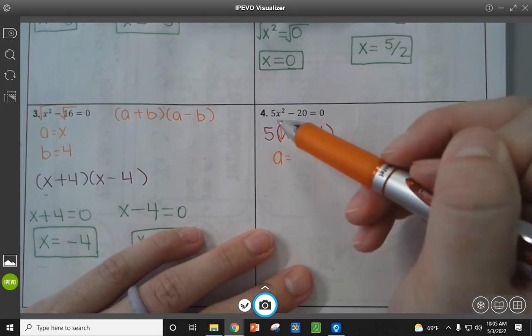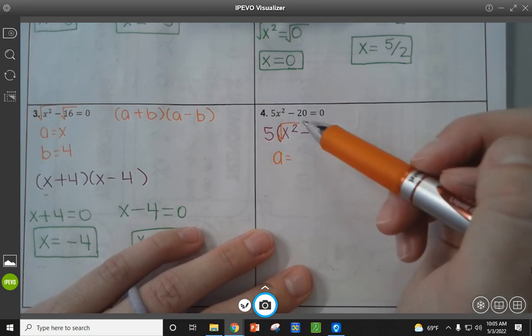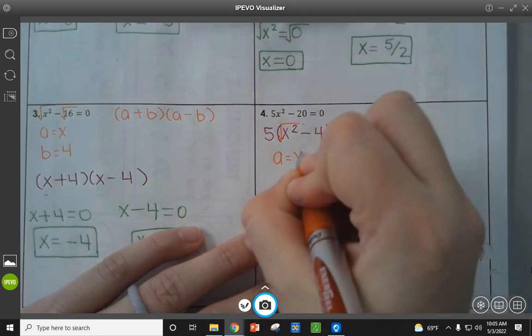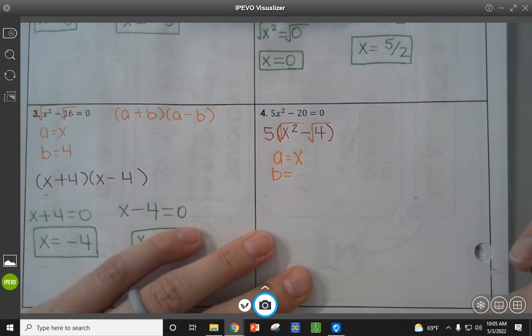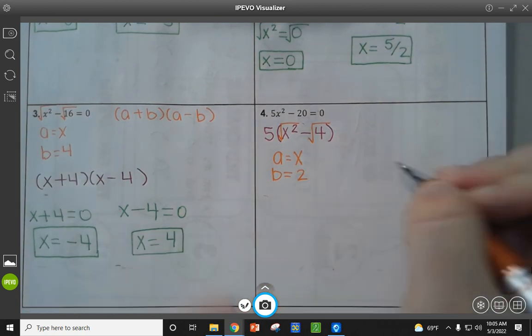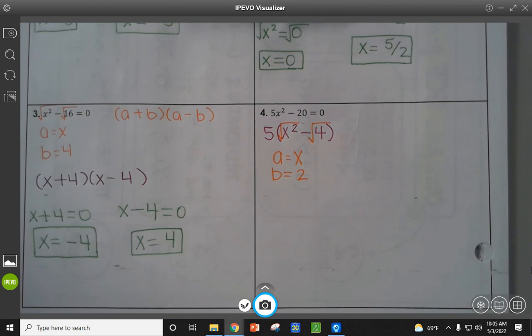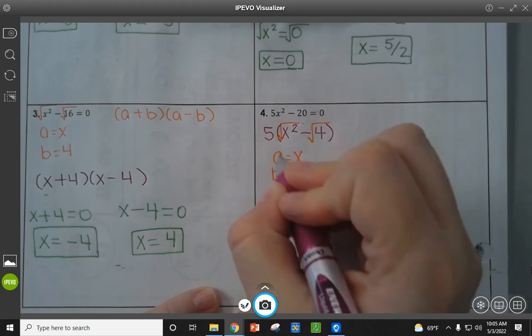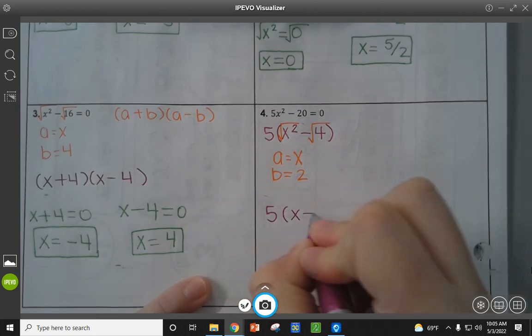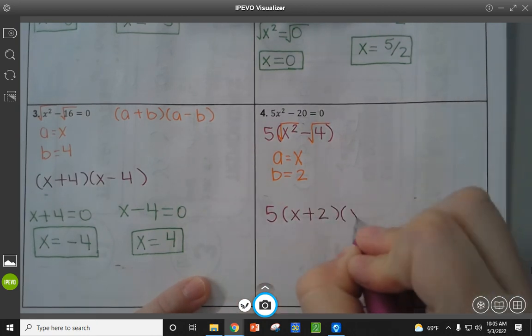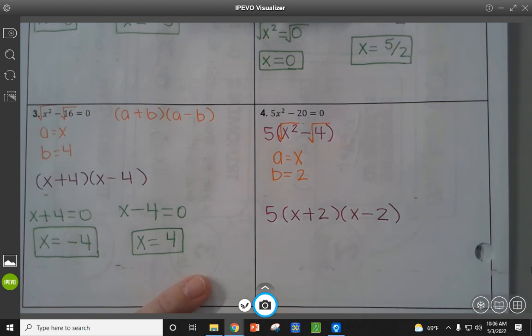So a is the square root of x squared, which is x. b is the square root of 4, which is 2. Now your GCF has to come down. That's part of your answer. And then we do x plus 2, x minus 2.